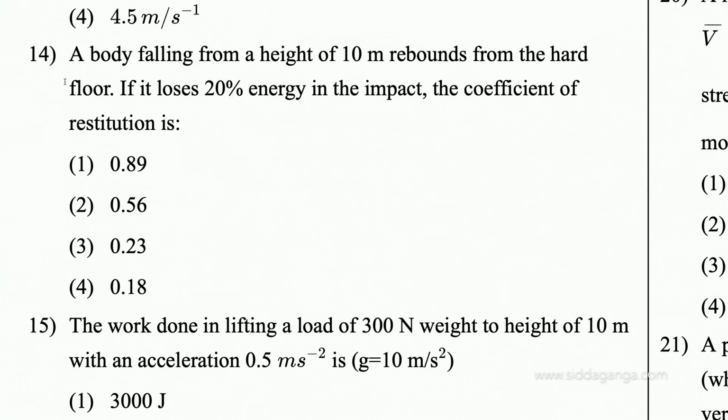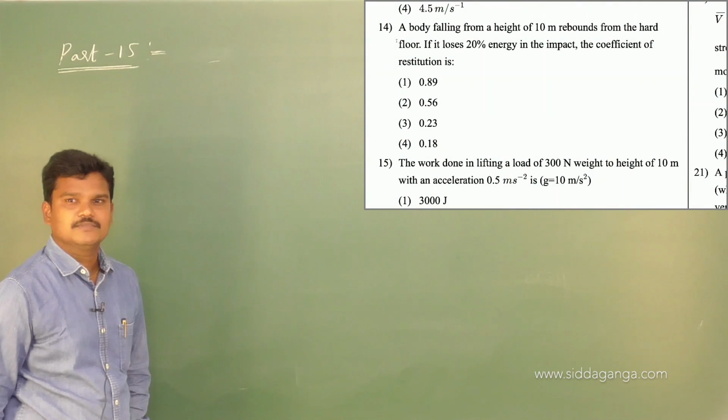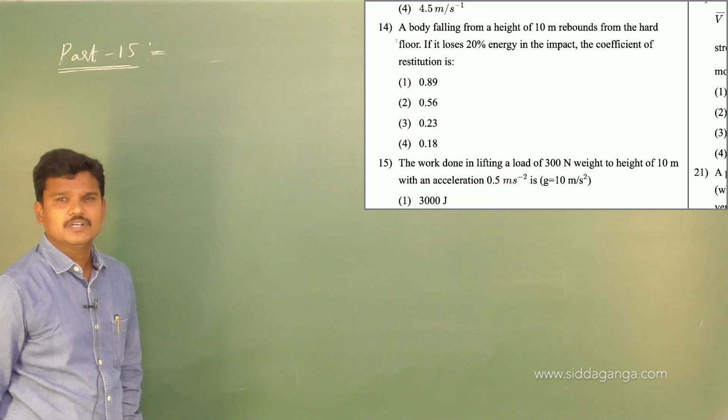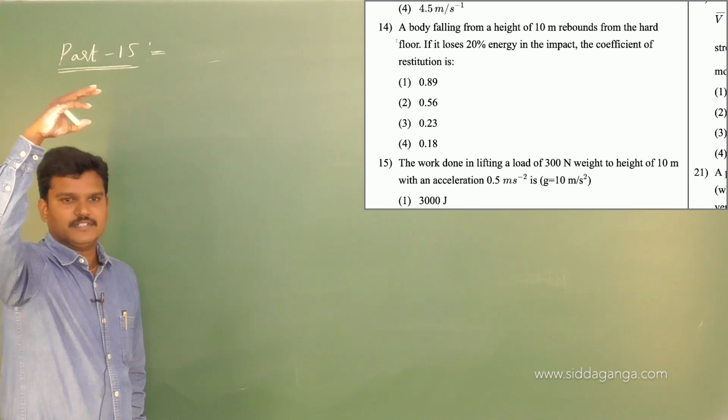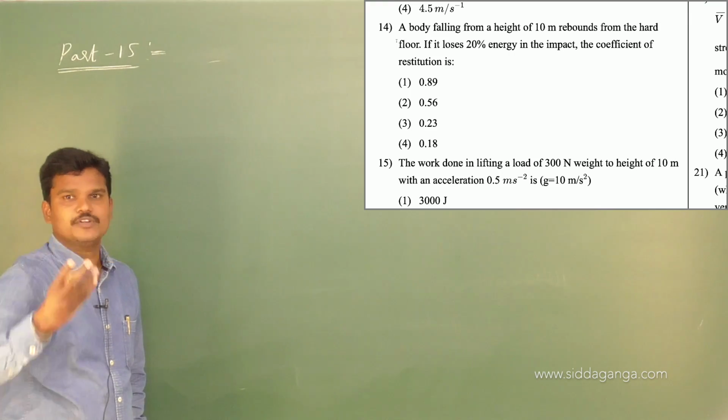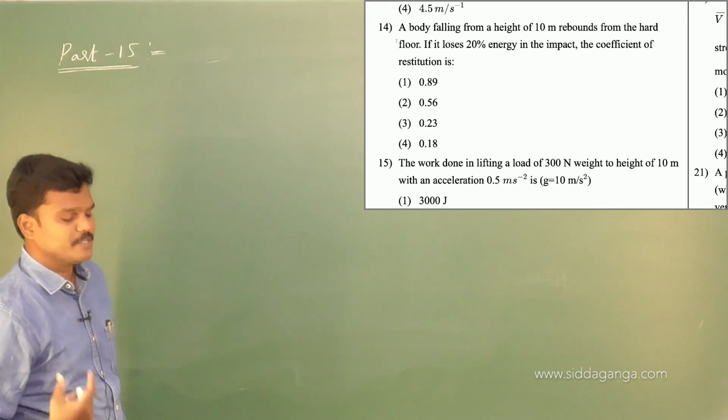Next one: a body falling from a height of 10 meter rebounds from the hard floor. If it loses 20% of energy in the impact, then the coefficient of restitution is? Okay, the body falls from a height of 10 meter, so how much is it going to lose? 20% of the energy. Once the body falls from a height h, it is going to lose 20% of energy. What type of energy?